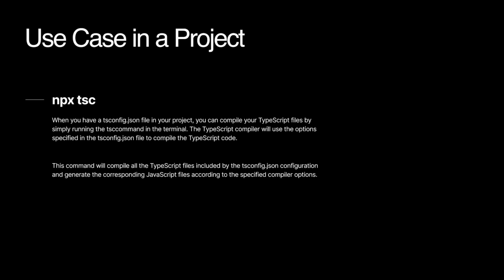npx tsc in the command line. So when you have a tsconfig.json file in your project, you can compile your TypeScript files by simply running the tsc command in the terminal. The TypeScript compiler will use the options specified in the tsconfig.json file to compile the TypeScript code. This command will compile all the TypeScript files included by the tsconfig.json configuration and generate the corresponding JavaScript files according to the specified compiler options.